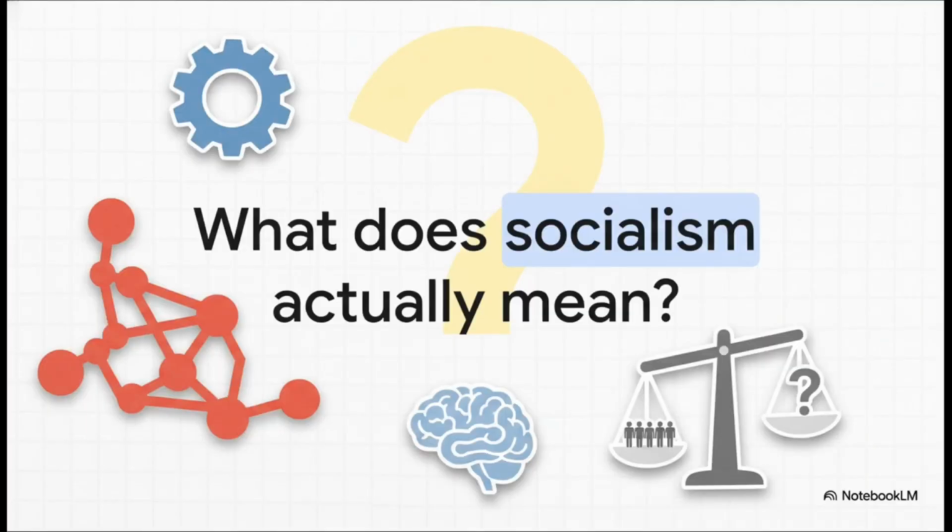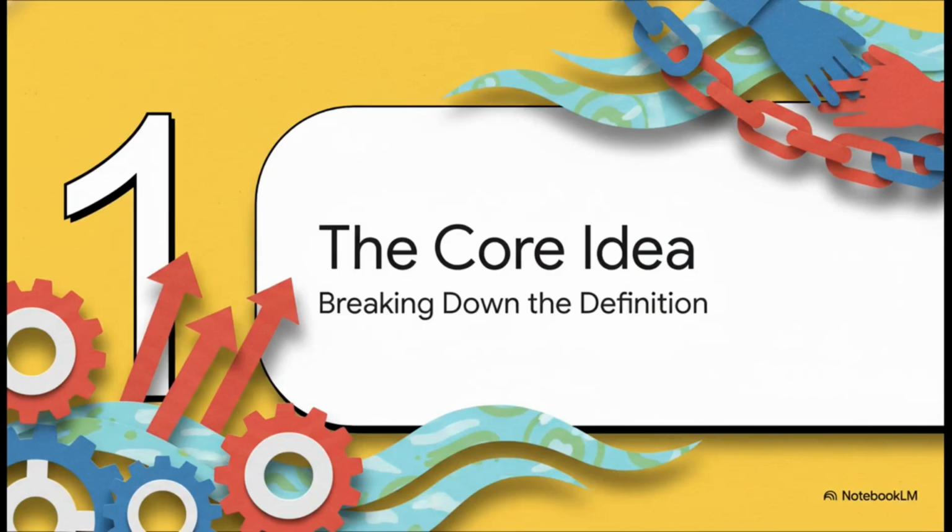So to really get a handle on socialism, we need to start with its most basic, fundamental definition. And you'll see once you grasp this single core idea, all the different versions and debates around it start to make a whole lot more sense. All right, let's start with that core idea. At its heart, the definition of socialism really just boils down to one central principle, and it's all about ownership.